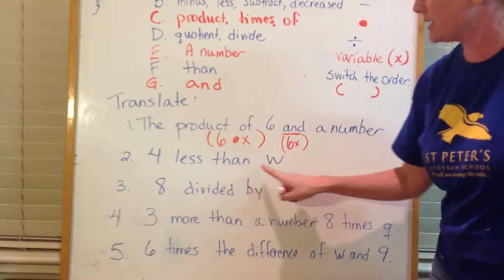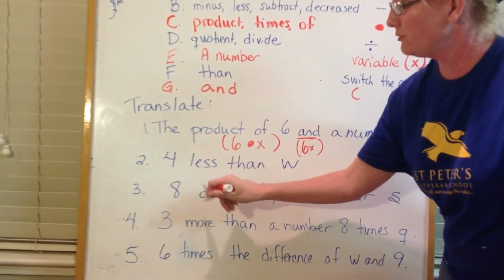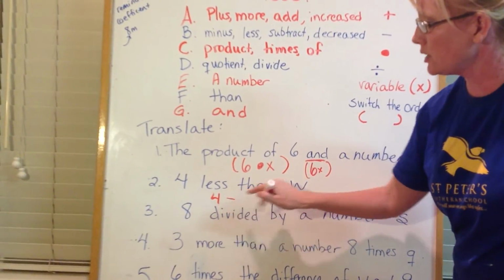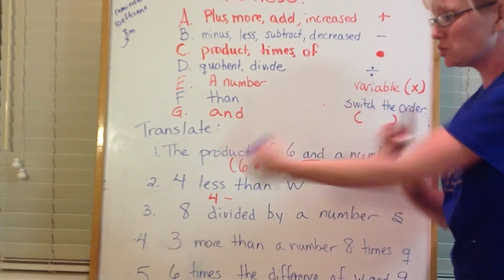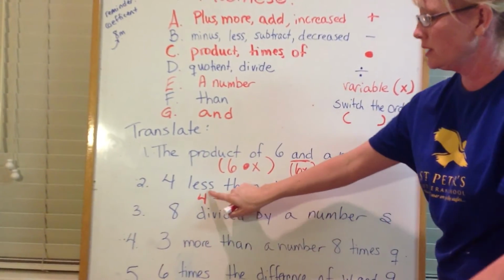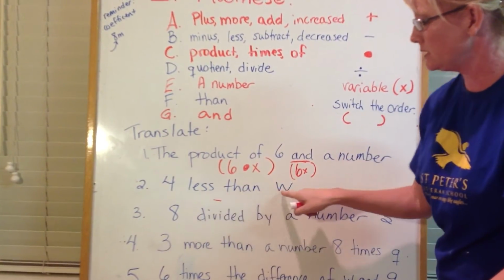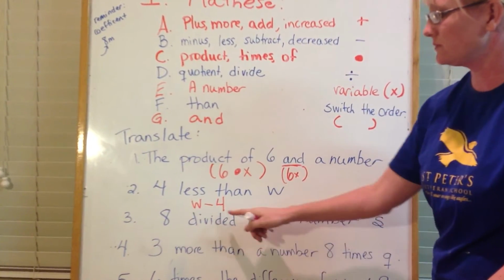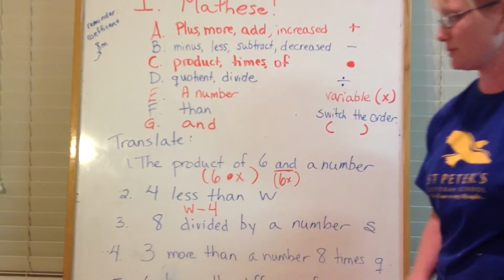4 less than W. So we have 4. What does less mean? Less means minus. Than tells us we need to switch the order. So instead of the 4 in front, we're going to put the W in front and the 4 in the back. This is 4 less than this number, or that W.